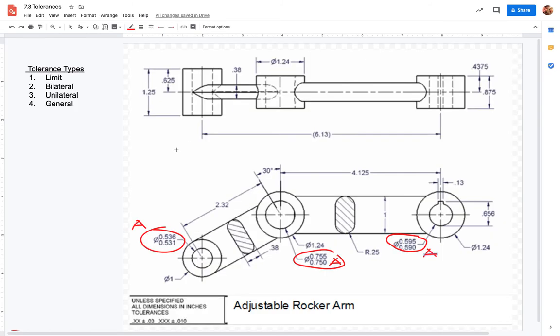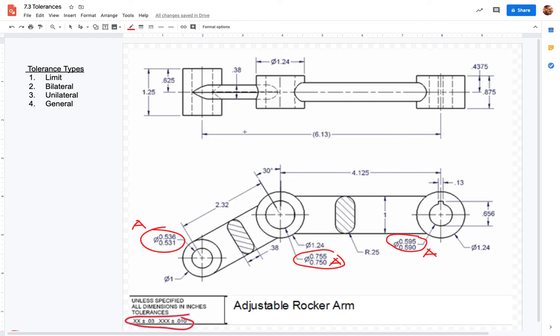Now, there are a number of different ways of showing tolerance in here. And hopefully you've figured out how the general tolerances work. If not, let me just remind you, right here, if there are two digits shown after the decimal, it means the tolerance is plus or minus 0.003, right? So two digits, plus or minus 0.003. Three digits, plus or minus 0.010. Now that only applies if there isn't another tolerance shown in the dimension.